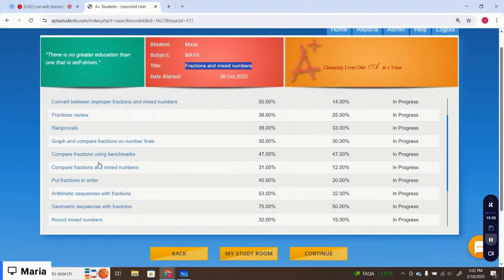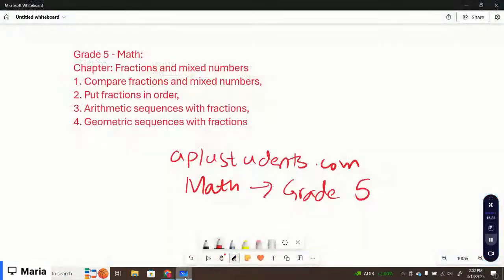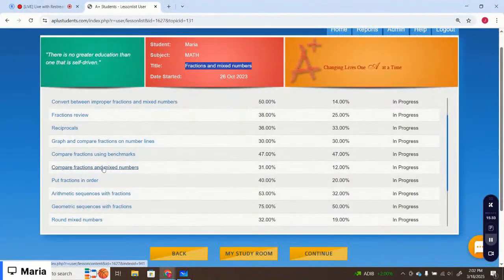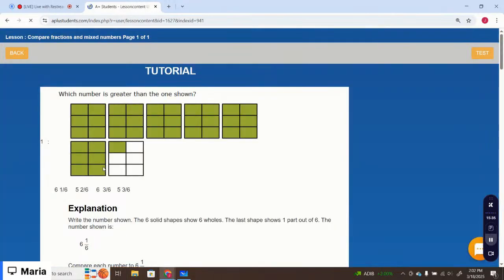The chapter we're on right now is fractions and mixed numbers. Let's just start with the lesson that is compare fractions and mixed numbers. Let's just start with the lesson.